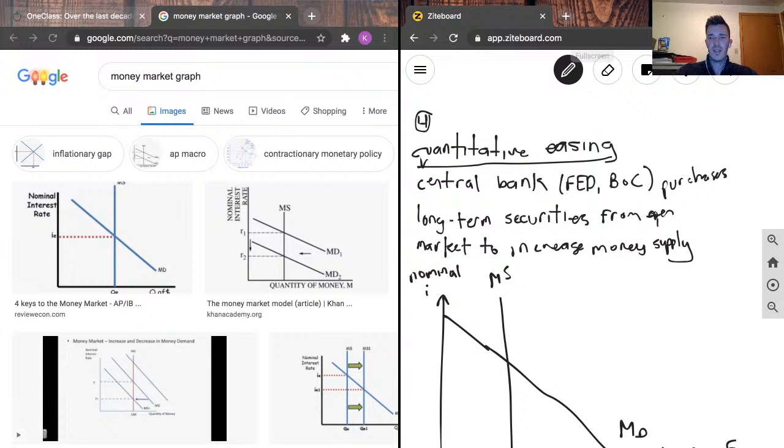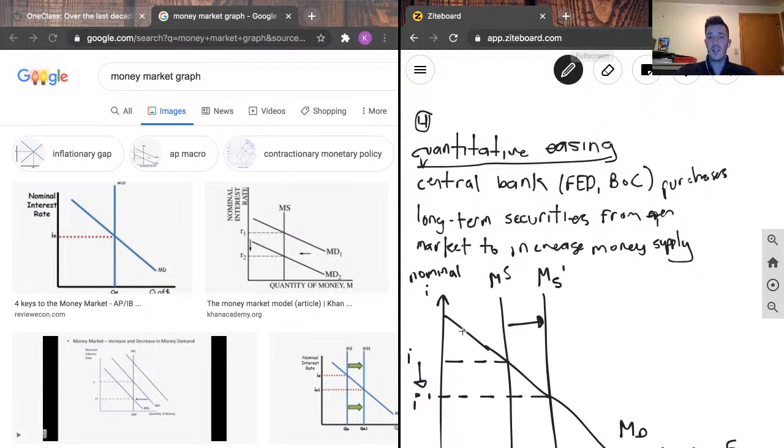So the effect of this is effectively an increase in the money supply. Call it MS prime. It's going to move to the right. There's now going to be more money in the economy, so that's why we move to the right. The quantity of money is larger. And we're going to move from this initial equilibrium down to this new equilibrium. And as a result, we are going to have lower interest rates. Call this I prime, this one I.